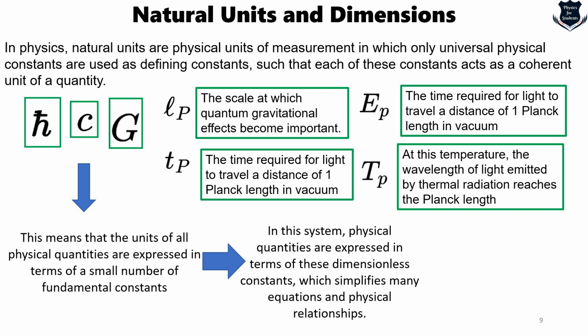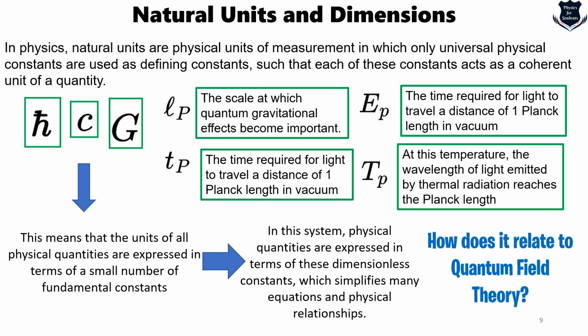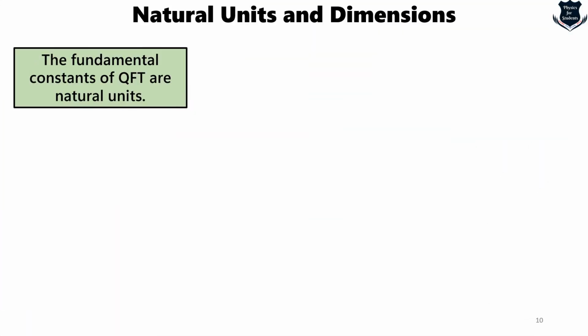So we say from here in this system, physical quantities are expressed in terms of these dimensionless constants. Obviously there is a significance, just like Heaviside-Lorentz, this also simplifies equations and physical relationships. Now the question arises: how do these things actually relate to quantum field theory? Natural units, Gaussian units, CGS we all know. But the importance is how it is related to quantum field theory, coming up in the next part of the video.